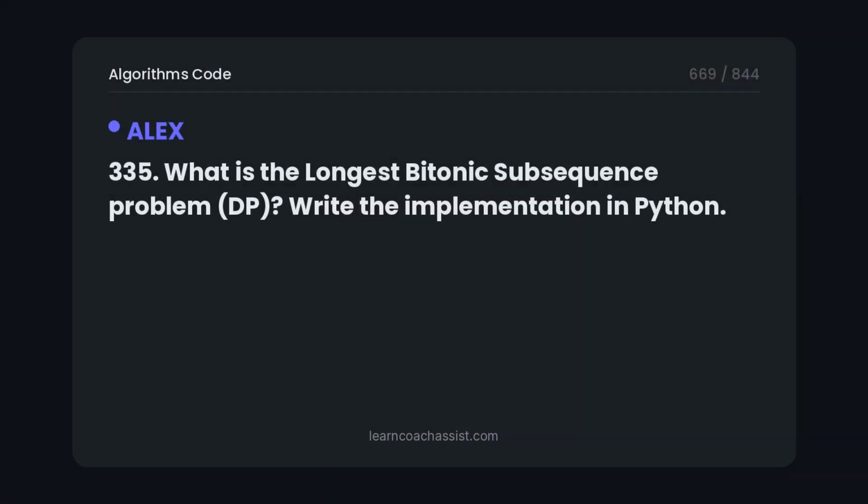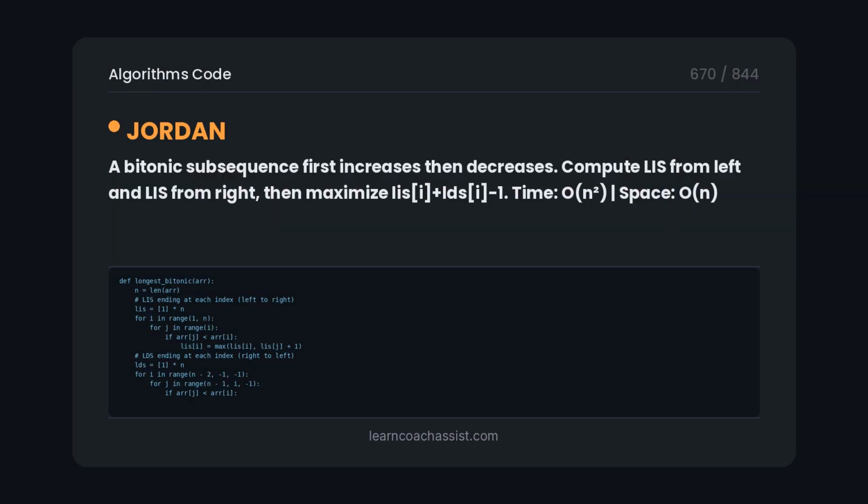335. What is the longest Pythonic subsequence problem, DP? Write the implementation in Python. A Pythonic subsequence first increases then decreases. Compute LIS from the left and LDS from the right, then maximize LIS[i] plus LDS[i] minus 1. Time O(n^2), space O(n).